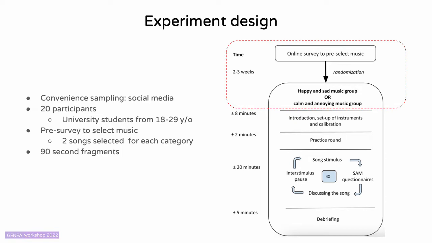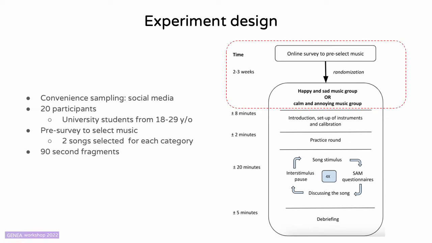Participants were recruited through social media via convenience sampling. In total, 20 people took part in the experiment. They mostly consisted of university students, and their age ranged from 18 to 29. 2 to 3 weeks before the experiment, each participant filled in a digital survey to submit songs that made them either happy, sad, or calm and annoyed.